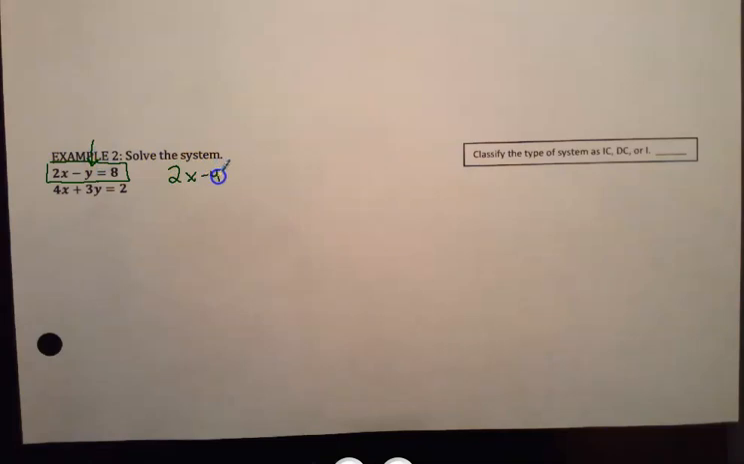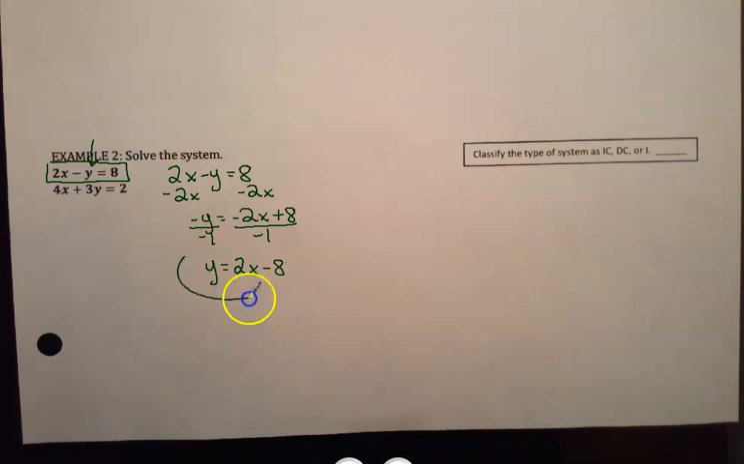So 2x minus y equals 8. So I'm going to subtract 2x, which leaves me with negative y equals negative 2x plus 8. I'm going to divide by negative 1 because we can't have a negative y. y equals negative 2 divided by negative 1 is a positive 2x, 8 divided by negative 1 is negative 8. Okay, so there's my equation that I solved for a variable.